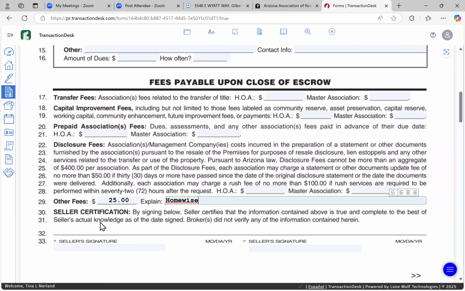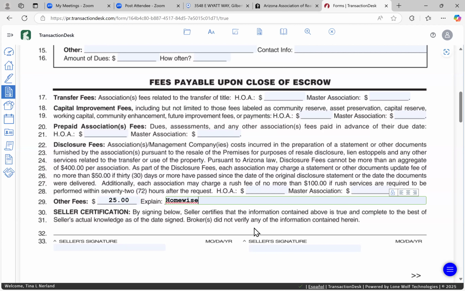So the seller certification is that by signing below, the seller certifies that the information contained above is true and complete to the best of the seller's actual knowledge as of the date signed. Brokers did not verify any of the information contained herein, and the seller signed.